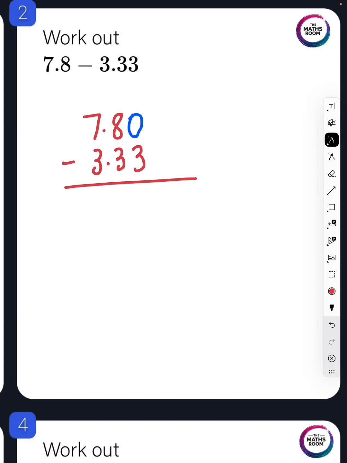I can't take 3 away from 0, so I'm going to borrow it from 8, so that becomes 7, and that's 10 now. 10 take away 3 is 7. 7 take away 3 is 4, decimal aligned. 7 take away 3 is 4 again. So your answer for this is 4.47.